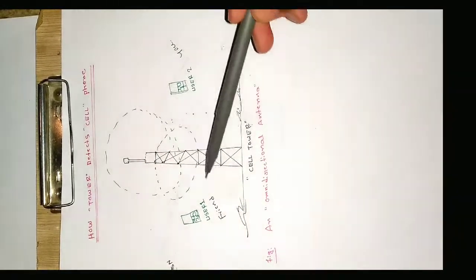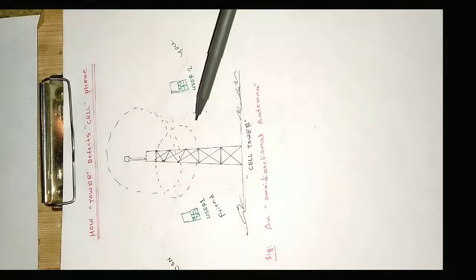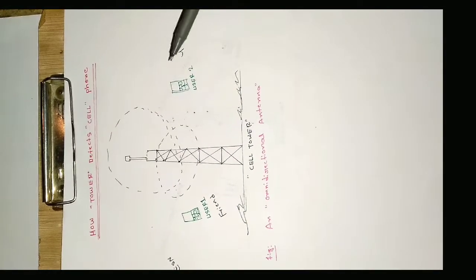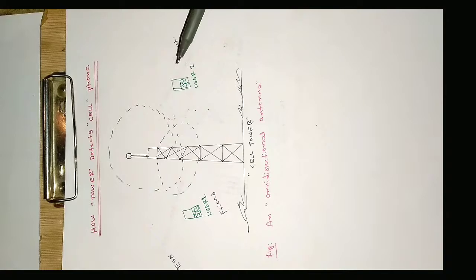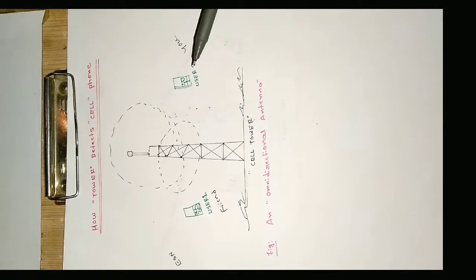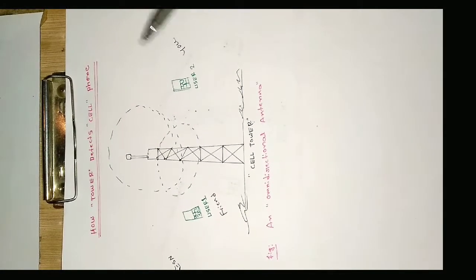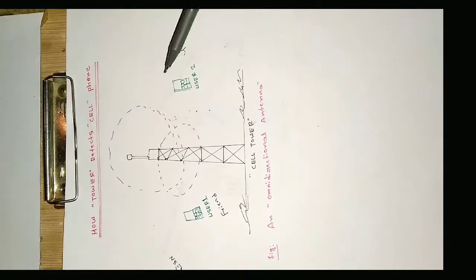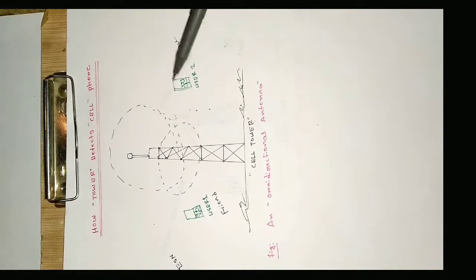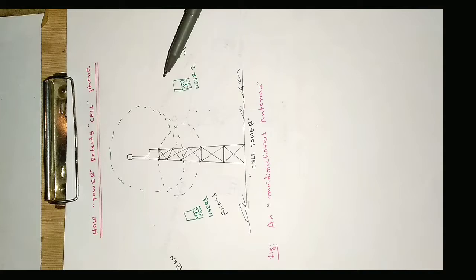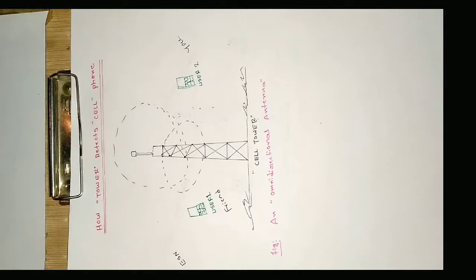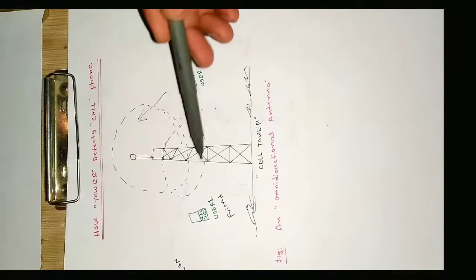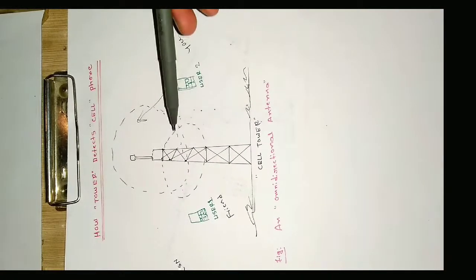So assume that you are in the same zone of the tower. The first thing you will do is dial your friend's phone number, which in wireless communication is called the ESN, the electronic serial number. Assume that you have dialed the mobile number of your friend. The signal will be sent to the base station, which is the tower.